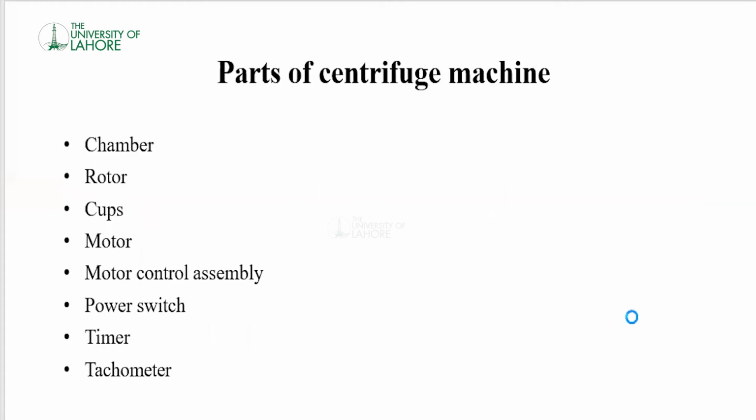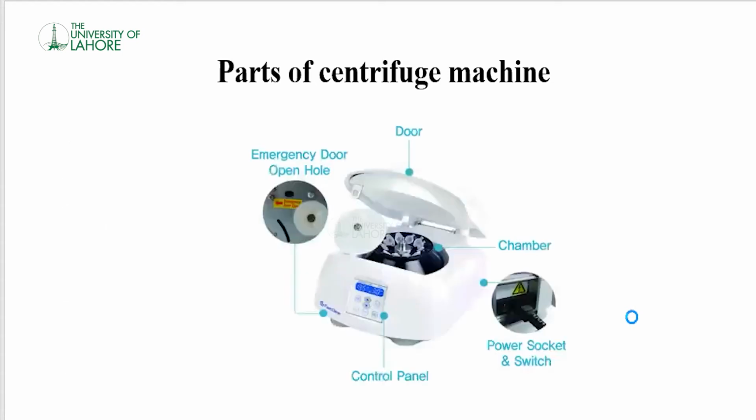Parts of a centrifugation machine. Basic parts are the chamber, rotor, cups, motor control assembly, power switch, timer, and tachometer. These diagrams show the basic parts: there is a chamber, door, emergency door, open hole, and control panel. On the control panel, basically we set the time for centrifugation and the RPM value. The chamber consists of the rotor and the tubes. The rotor is the part which causes the machine to rotate and on which the tubes are placed for the separation.